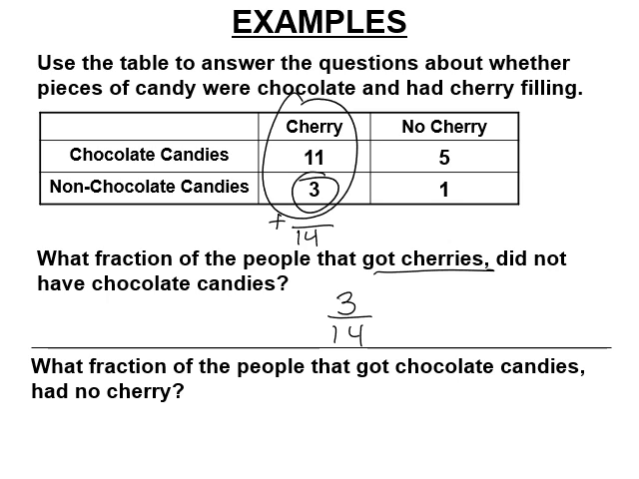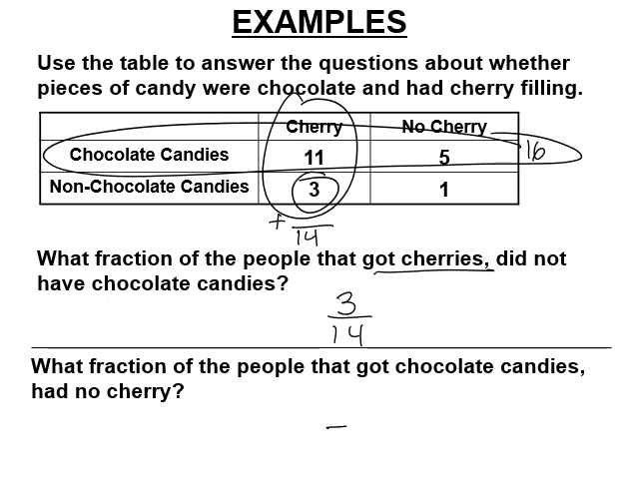What fraction of the people that got chocolate candies, well, that's this group, right? We're going the other way. So we're adding up that total, which is 16. Out of those 16 people, 5 had no cherry. Well, 5 out of the 16 people who had chocolate candies had no cherry in them, which means, yes, 11 out of the 16 had chocolate candies.